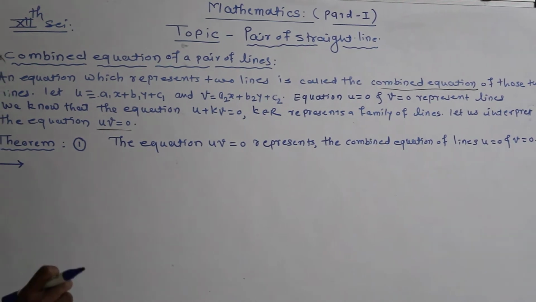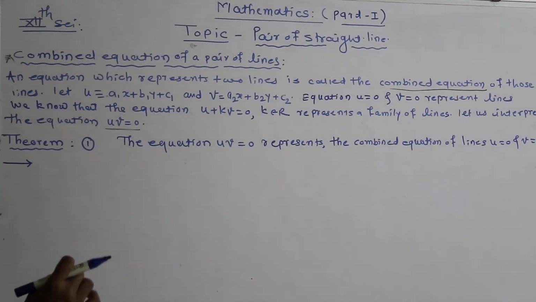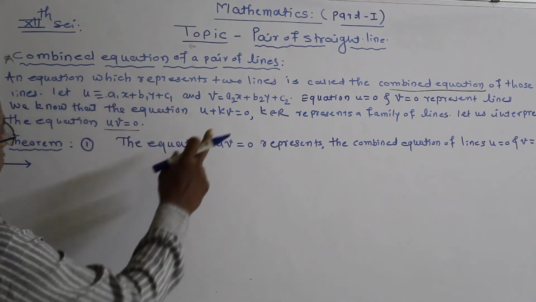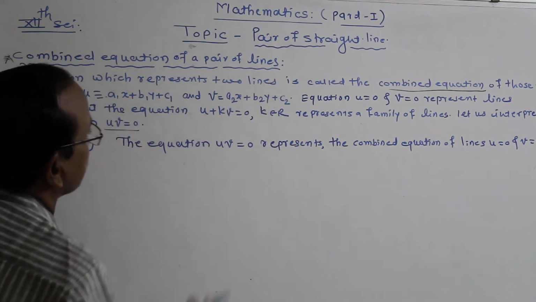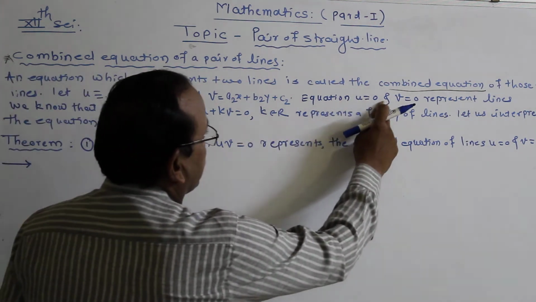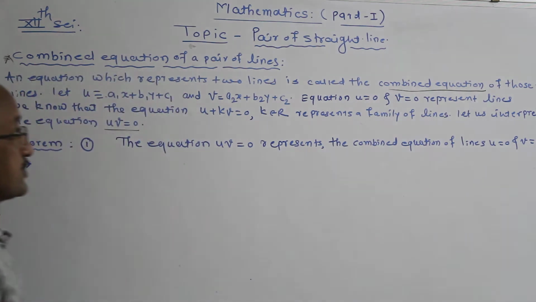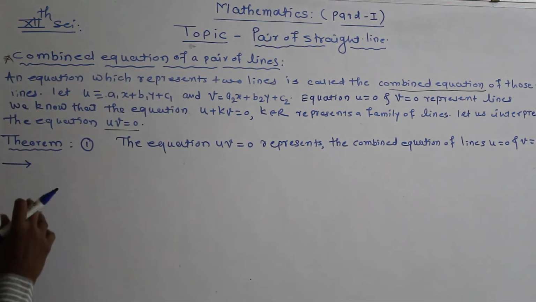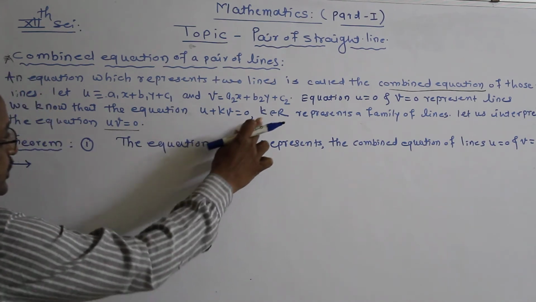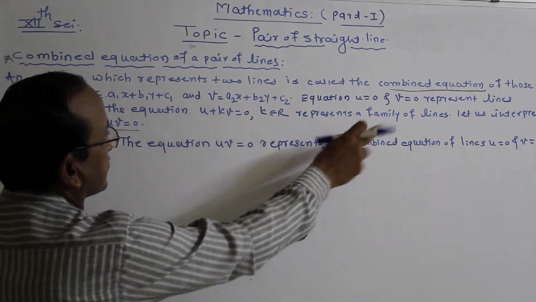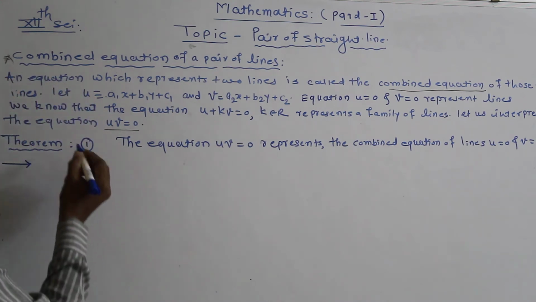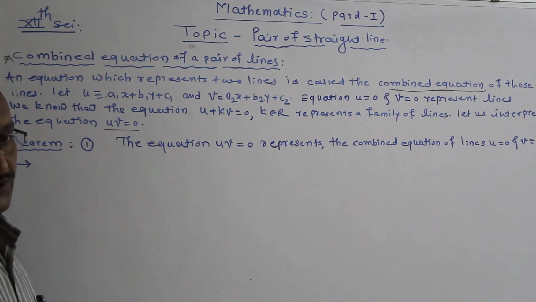Now let us consider the two equations of lines. u equals a1x plus b1y plus c1 and v equals a2x plus b2y plus c2. The equations u equals 0 and v equals 0 represent lines. We know that the equation u plus kv equals 0, k belongs to R, represents a family of lines. Let us interpret the equation uv equals 0.